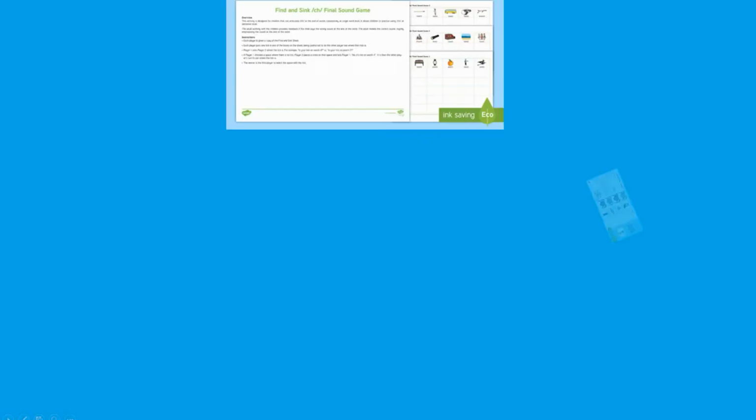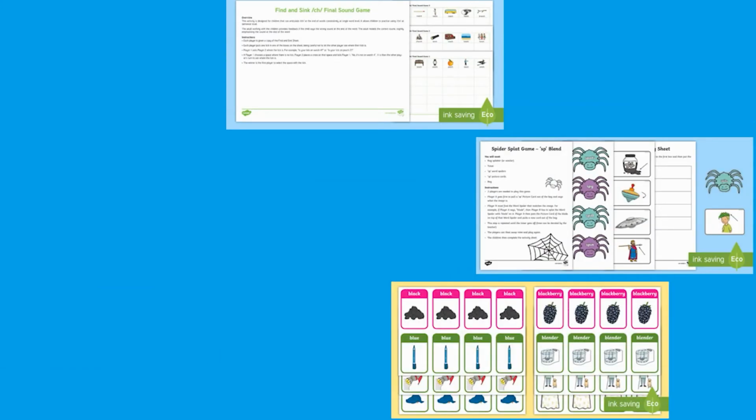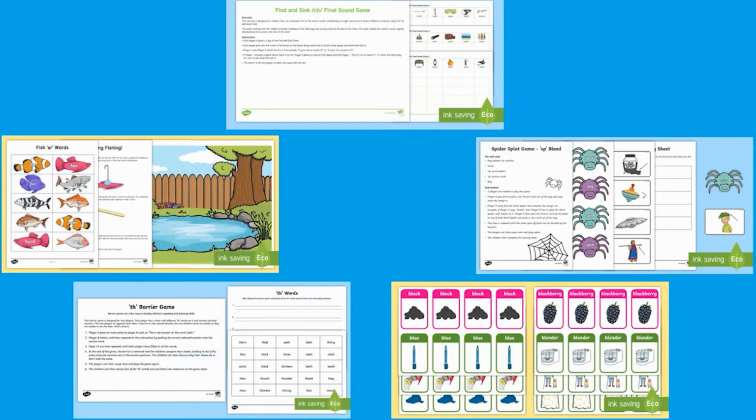So, which one was your favourite? Hopefully you've got some ideas of how you can help your child to read words using graphemes and blends they need to practice.